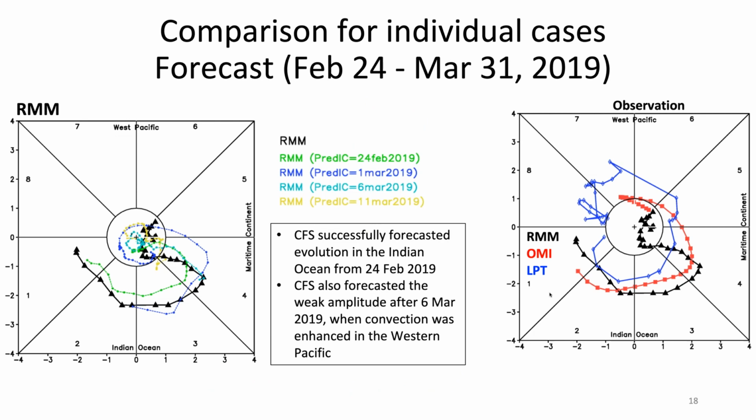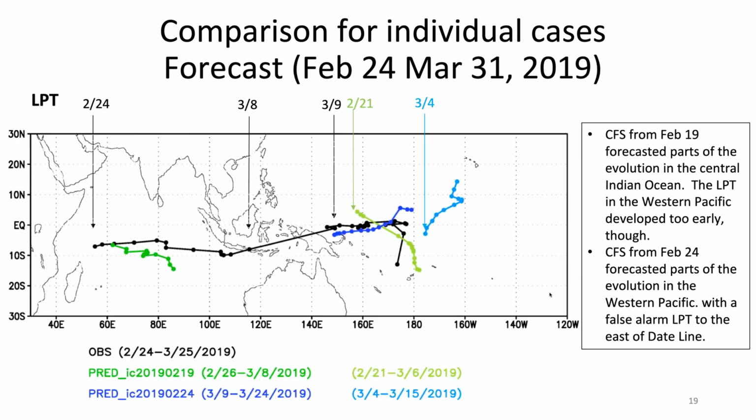In particular, the forecast from CFS from March 11th is also weak, which is a very good forecast for the weak MJO amplitude. The reason I say this is good is because if you look at convection after that, it's already strong in the Western Pacific. The model successfully captured the observed weak amplitude of MJO. So that's another good forecast too. Okay, let's go to the next one.